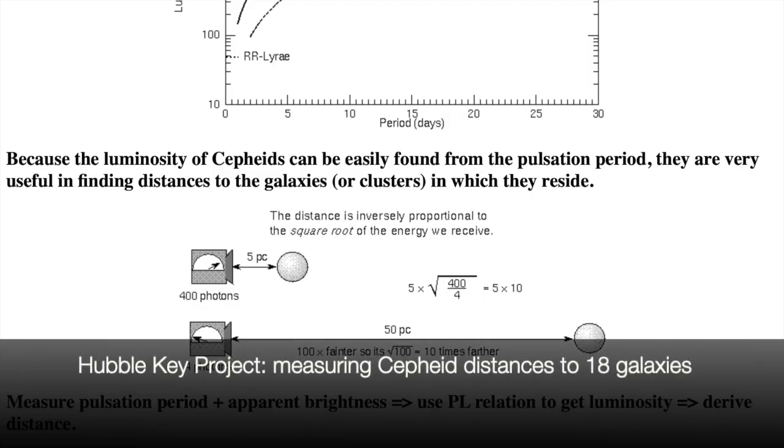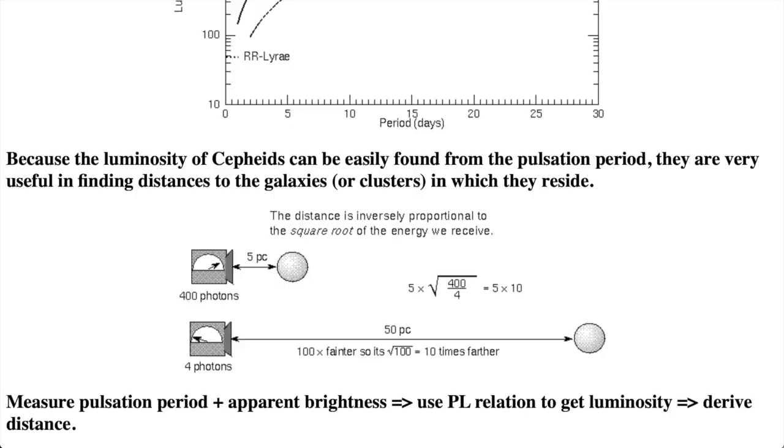The Cepheid distance measurements of 18 galaxies was one of the 3 key projects for the Hubble Space Telescope during its first decade of operation. All of the pretty pictures of other objects during that time were just an extra bonus.